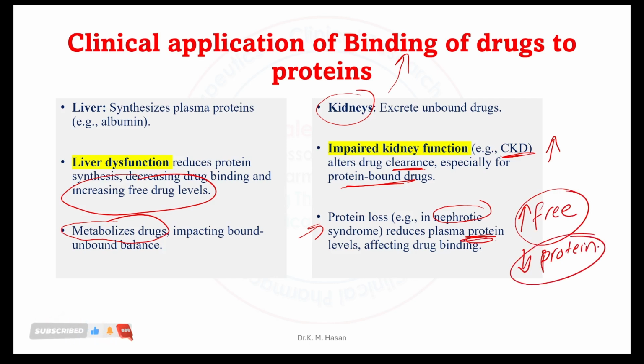Okay, so we have two approaches here. With the liver, when you have liver dysfunction, we have less albumin, increased free drug. If we have kidney disease such as nephrotic syndrome, we have less protein, we have increased level of free drugs.